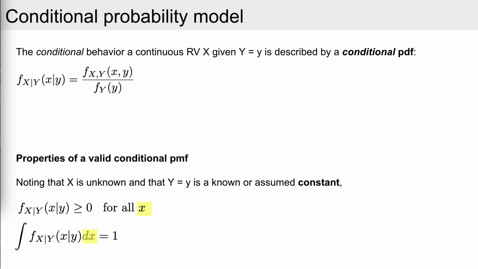Keeping in mind that x is our unknown variable here, and y equals little y is a known or assumed constant, the conditional PDF of x given y equals y can vary across different values of x, and it must be non-negative for any x value. Further, the conditional PDF must integrate to 1 across all possible values of x. Again, y is a constant here, so it doesn't make sense to integrate the PDF across y.